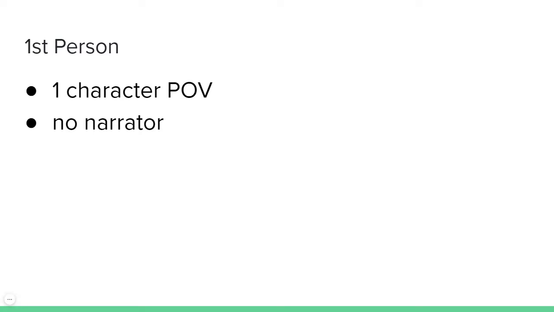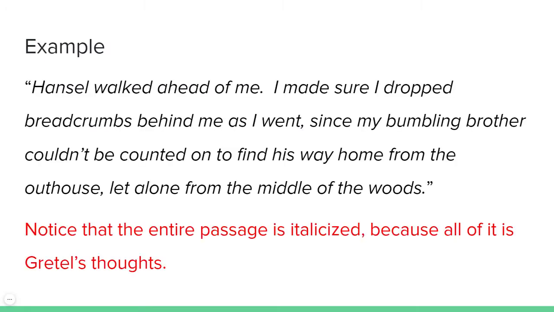Then we have first person point of view. With first person point of view, this is the only point of view where an actual character in the story is telling you the story. There's actually no outside narrator like we see in omniscient and third person limited. First person is a character telling you the story.